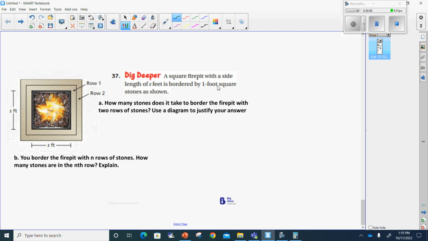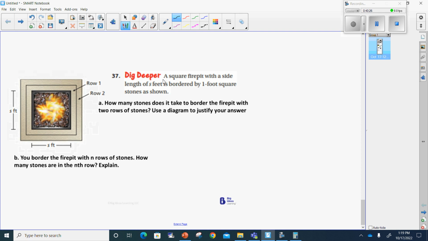Now it says the fire pit is bordered by a 1-foot square. So right here is a 1-foot square all the way around, right? So how many stones does it take to border the fire pit with 2 rows of stones? So we got 2 rows here. All right, wow, that's a lot of stones.